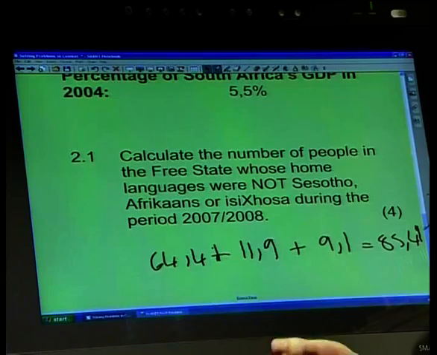We can see here that we haven't got to 100%. That means there's still a certain percentage of people that speak neither of those 3 languages. So let's go and work out what percentage does not speak any of those 3.